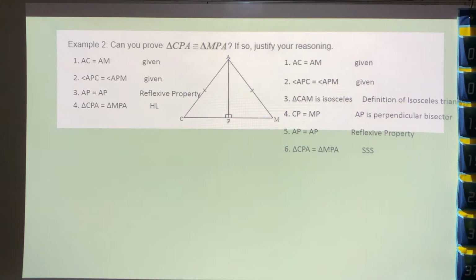If we look closer, we can also prove this triangle is congruent using a different proof. Now this one is a little bit more complicated than what you're going to be required in class, but you can prove things congruent in more than one way.